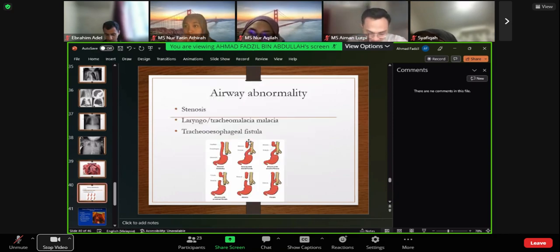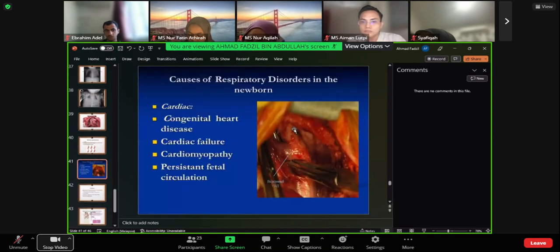This is airway abnormality, for example airway stenosis, laryngotracheomalacia. Airway becomes very stenosed, which means there is a block to the airway. Malacia means the airway becomes very soft and easily collapses. Another one is tracheoesophageal fistula, a fistula between the airway and the esophagus. All this results in difficulty in breathing in children, in the babies.